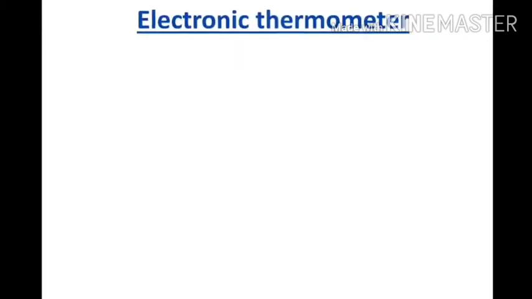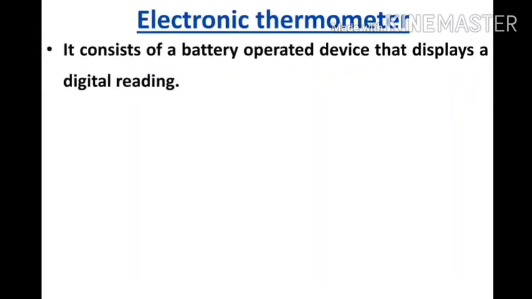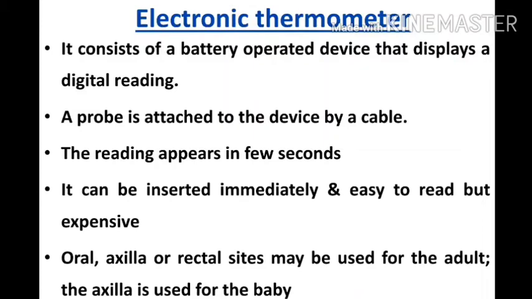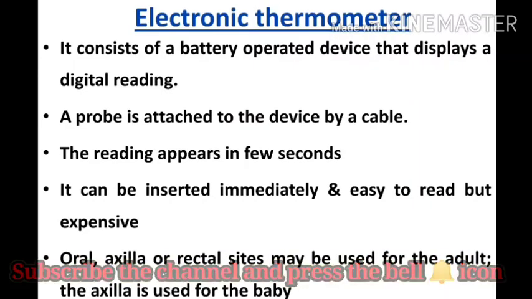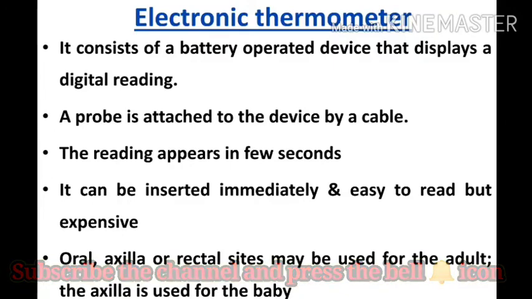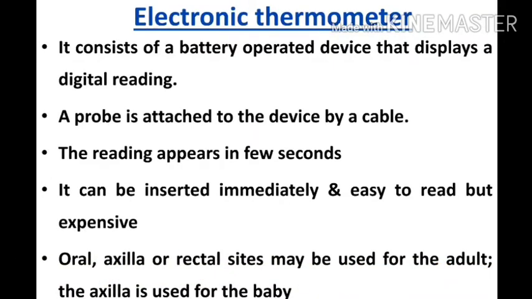Next is electronic thermometer or digital thermometers. It consists of a battery operated device that displays a digital reading, and a probe is attached to the device by a cable. The reading appears in a few seconds and it can be inserted immediately, and it is easy to read, but it is expensive. And the sites used for adults are oral, axilla and rectal sites. The axilla is used for the babies.